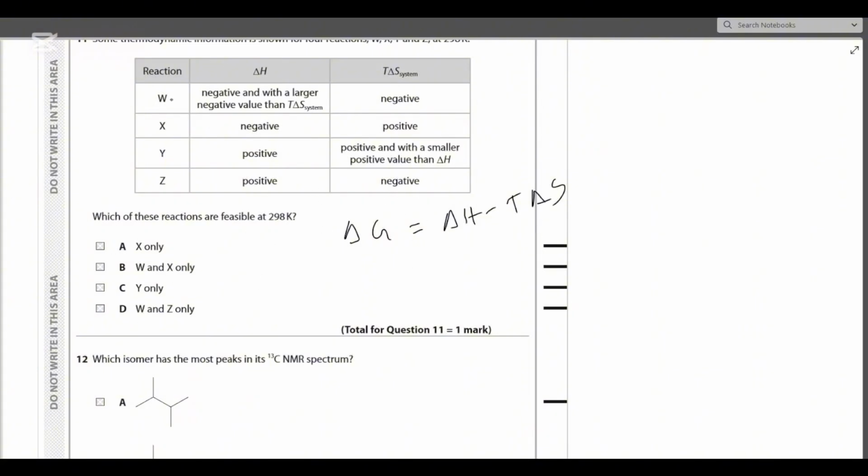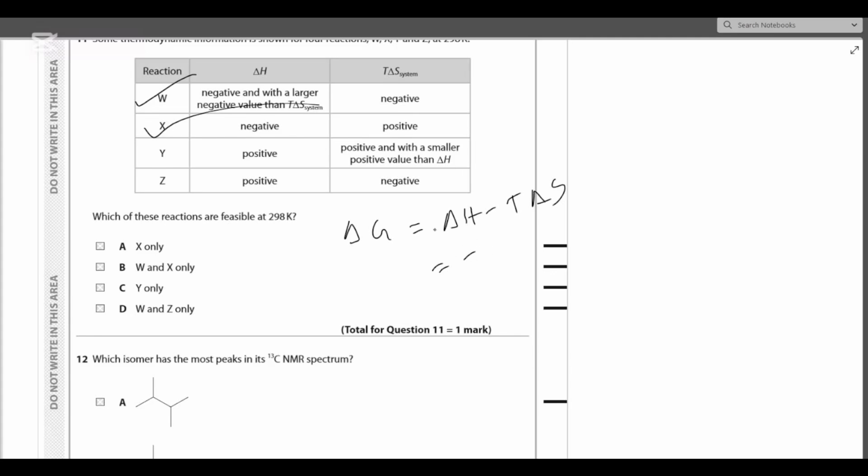If I talk about W, ΔH is negative, with a larger negative value than TΔS system. If this is negative and more negative than TΔS, then obviously the whole thing will become negative. Negative means, as I said before, that the reaction is feasible. So that's our option. If I talk about X, ΔH is negative and TΔS system is positive, so eventually ΔG is going to become negative, which also makes the reaction feasible.